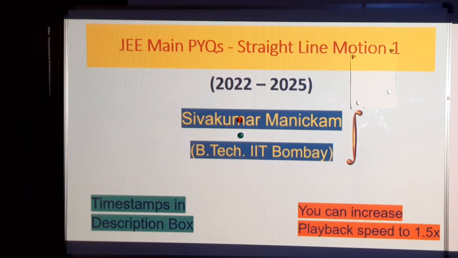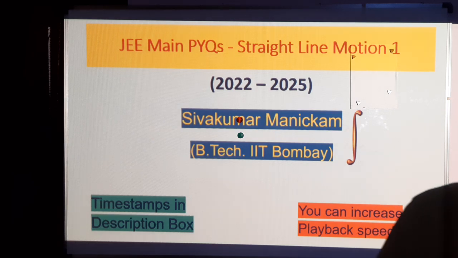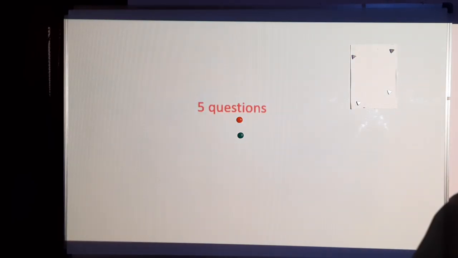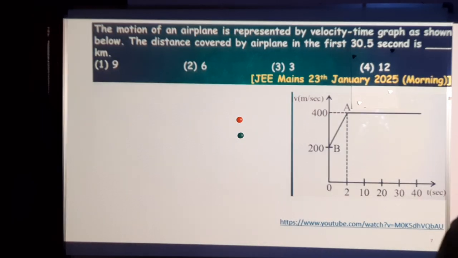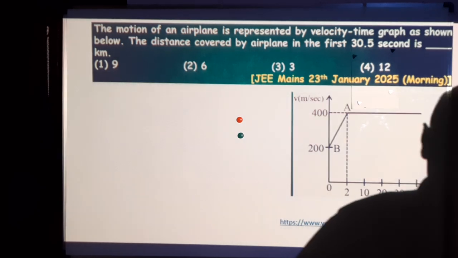So with these basic ideas, you can solve these JEE Main questions. These questions have appeared between the years 2022 to 2025. I'll discuss some 5 questions. This is the first one.